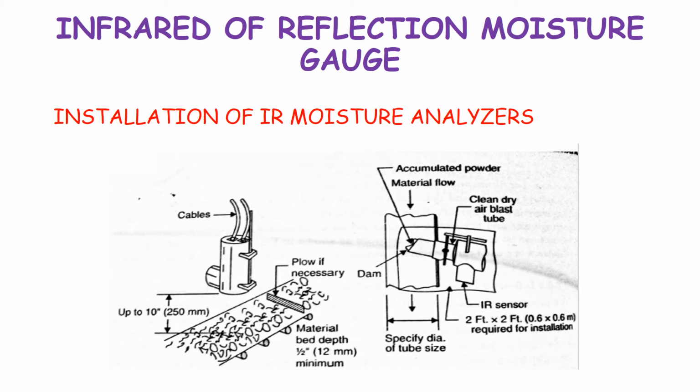Now it's the installation of IR moisture analyzers. As you saw in the previous diagram, you had a conveyor belt where the material moves onto it, leaving a certain height. See here, this is the infrared instrument which finds out the moisture present in the material sent by your conveyor belt, and you have cables to record again.